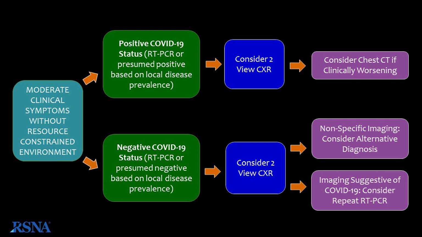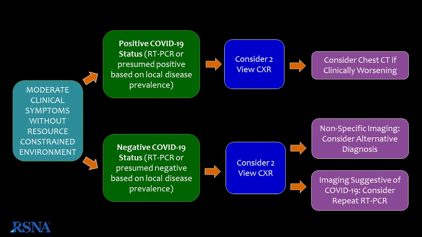In a resource non-constrained environment, pediatric patients presenting with moderate clinical symptoms such as significant dyspnea, hypoxia, chest pain, or altered mental status, or other symptoms suggesting impending decline, the first step is to evaluate COVID-19 positive versus negative status. However, regardless of the status, the next step is going to be to consider a 2-view chest radiograph because the patient has significant clinical symptoms. In the COVID positive group, patients who have already undergone a chest radiograph and demonstrate clinical worsening may merit undergoing further evaluation with chest CT.